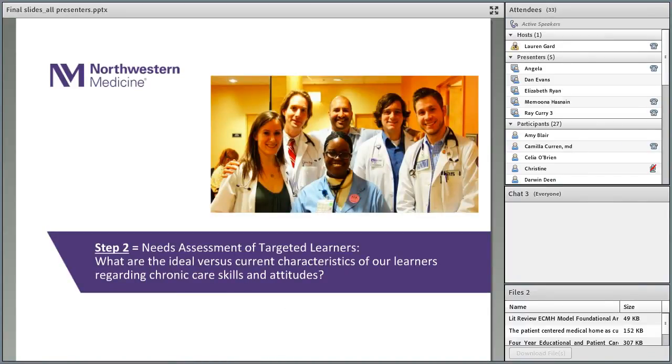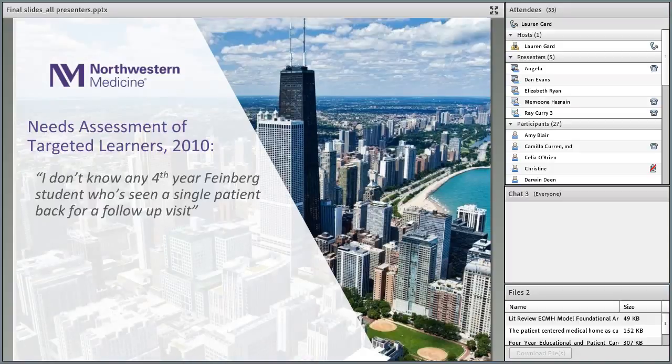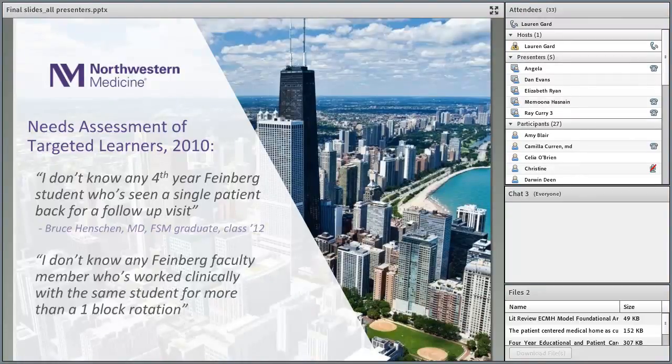So step 2 is needs assessment for our learners. What are the things our learners need? And I'm going to go through this very quickly because it's pretty simple. Back in 2010, if we had a crisis of chronic care, we talked to our graduates, and basically our graduates told us they never saw a single patient back for a follow-up visit.